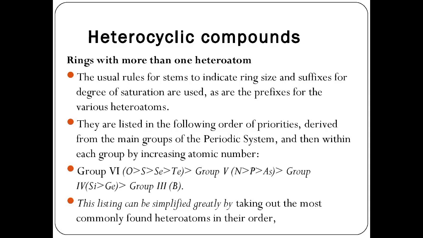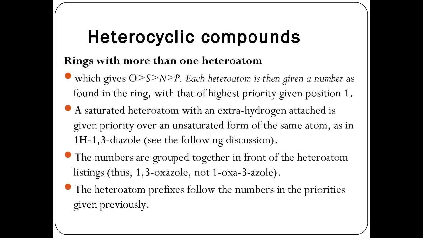They are listed in the following order of priorities, derived from the main groups of the periodic system, and then within each group by increasing atomic number. For example, as we have discussed earlier, oxygen is given more preference than sulfur, selenium, and tellurium. Next, nitrogen is given more preference than phosphorus and arsenic. Since we have 4 major groups, we need 4 major order of preference as discussed earlier, that is oxygen, sulfur, nitrogen, and phosphorus. So these are the revised rules that we've already discussed in the previous slides.